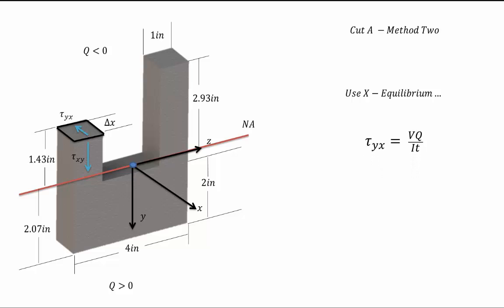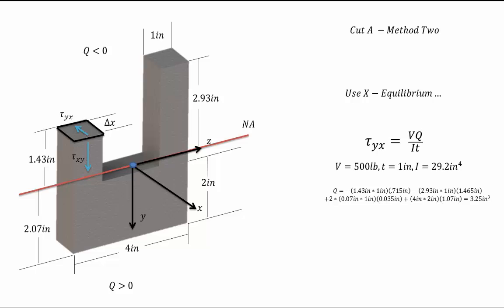As before, tau yx equals VQ over IT. The shear force is 500 pounds, the thickness is 1 inch, and the moment of inertia is 29.2 inches to the fourth. For this, calculating Q is just a little more complicated, but not too hard. We're going to start with the pieces above the neutral axis. We have the smaller rectangle and a larger rectangle. The smaller rectangle has dimensions of 1.43 inches by 1 inch, and its center is 0.715 inches up from the neutral axis. We're then going to add the larger rectangle with dimensions 2.93 inches by 1 inch with a distance of 1.465 inches to its center. Those are the negative terms you see in the Q calculation.